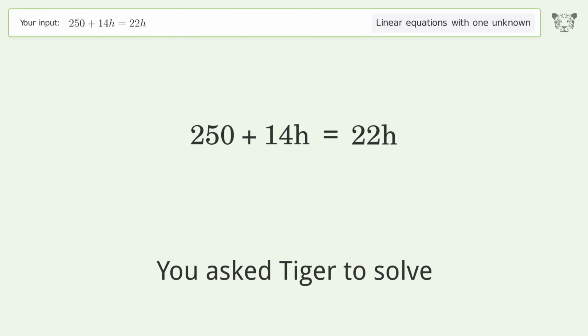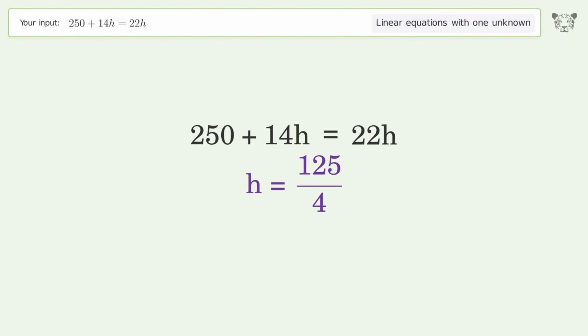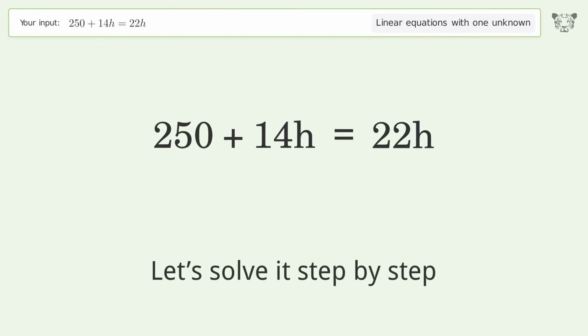You ask Tiger to solve. This deals with linear equations with one unknown. The final result is h equals 125/4. Let's solve it step by step.